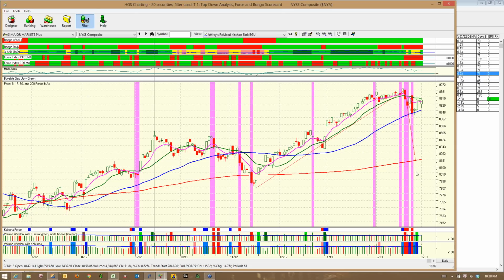I use 4 moving averages, probably 4 too many. I have a 200 simple, a 50 simple in blue, and a 17 simple in green, and then an 8-day exponential, which I learned from Steve Bigelow. The 8-day exponential is the T-line, and I like to buy things that are above that T-line, and that becomes a great signal for selling as well.